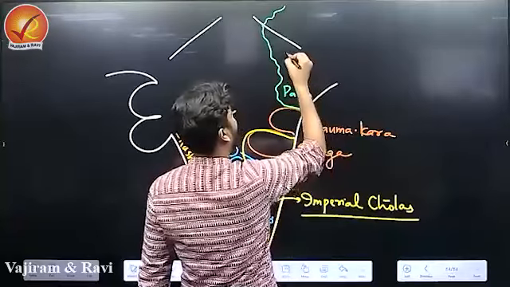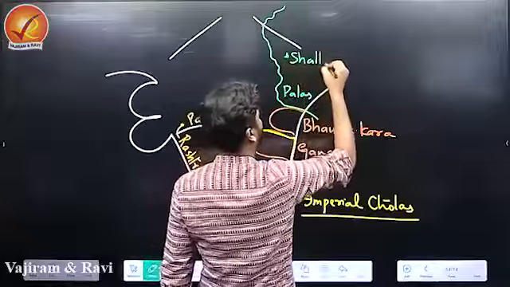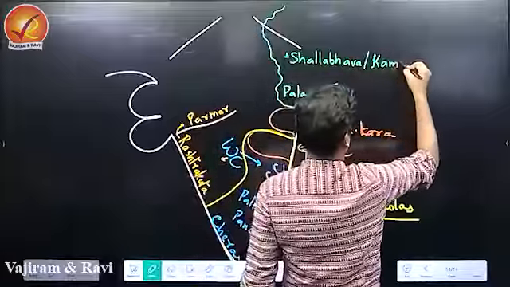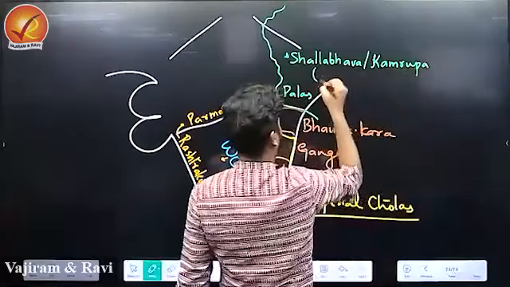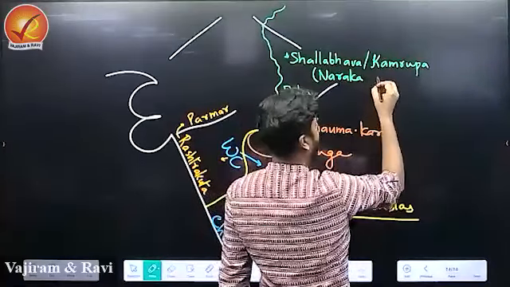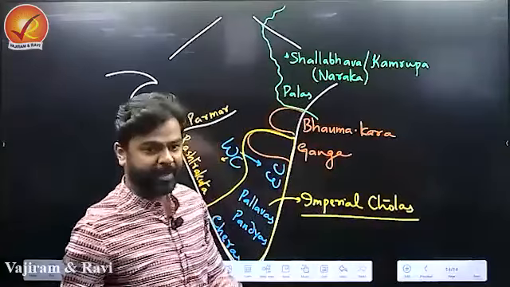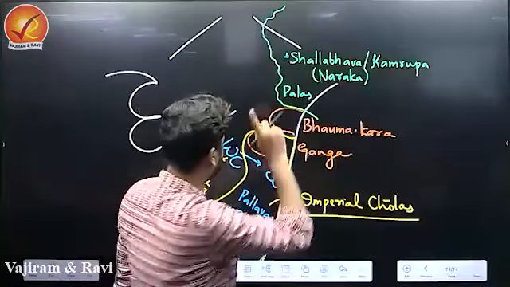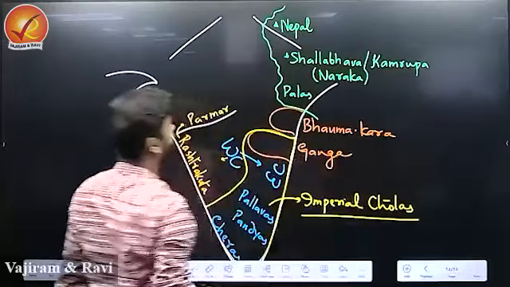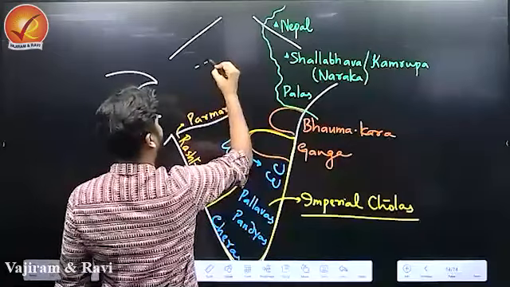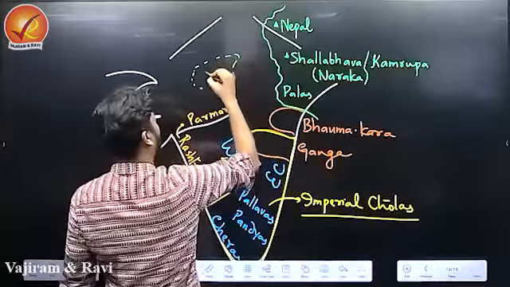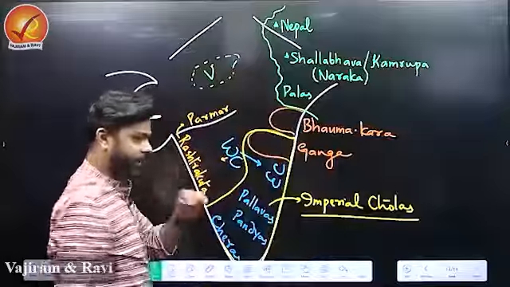Palas. Here is Shalbhav, Kamrup. You should write the name of the founder here. The first ruler of North is Narak. He had participated in Mahabharata, as we are told. The first ruler. Here you have Nepal. This is a dotted region. I will write V. V for Vardhans.